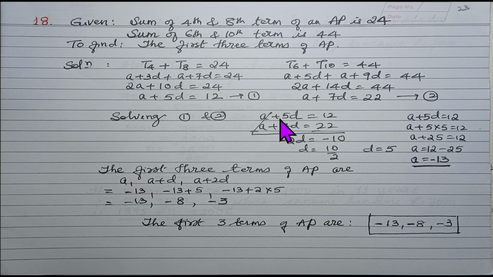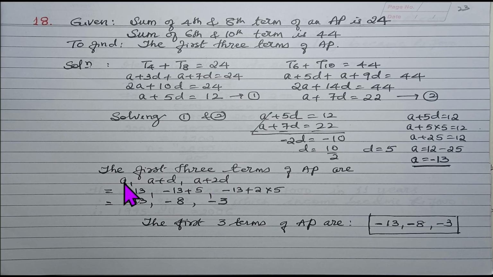So by the elimination method, solving these two equations, A plus 5D is equal to 12, A plus 7D is equal to 22, A gets cancelled, so minus 2D is equal to minus 10, D is equal to 10 upon 2, D is equal to 5. Put the value of D in one of the equations, we get A is equal to minus 13. And now knowing A and D very well, we can write the first three terms of the AP.